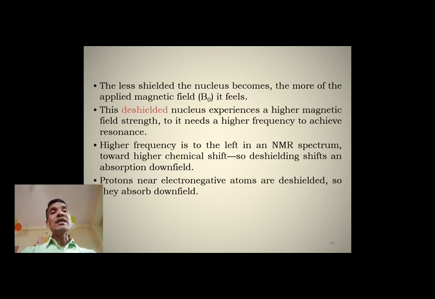So deshielding shifts an absorption band towards downfield side, while protons near electronegative atoms like chlorine, bromine, iodine, oxygen atom, etc. The protons near electronegative atoms are deshielded, so they absorb downfield side.